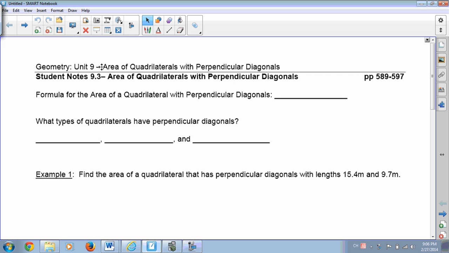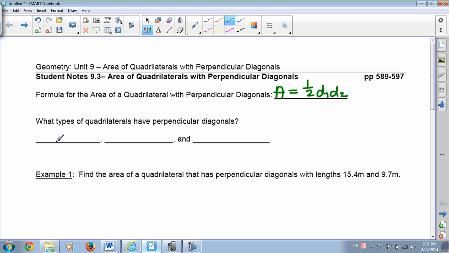Hey everyone, we're going to go ahead and start our lesson on area of quadrilaterals with perpendicular diagonals. Okay, there is a specific formula for area of quadrilaterals with perpendicular diagonals, and that formula goes right here in this box. It is area is equal to 1/2 of the first diagonal times the second diagonal. So 1/2 d1 times d2.